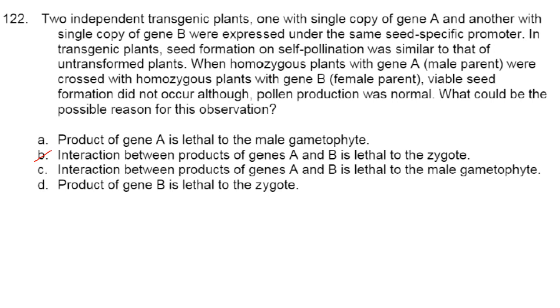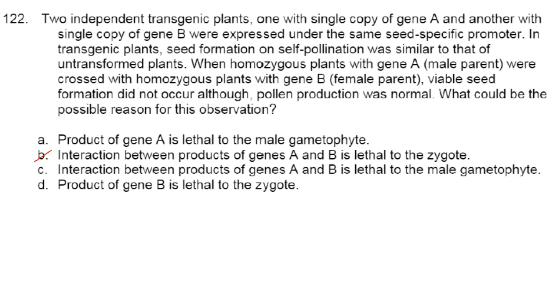2 independent transgenic plants, one with a single copy of gene A and another with a single copy of gene B, were expressed under the same seed-specific promoter. In transgenic plants, seed formation on self-pollination was similar to that of untransformed plants. So when homozygous plants with gene A, that is the male parent, were crossed with homozygous plants with gene B, that is the female parent, viable seed formation did not occur, although pollen production was normal. What could be the possible reason for this observation?